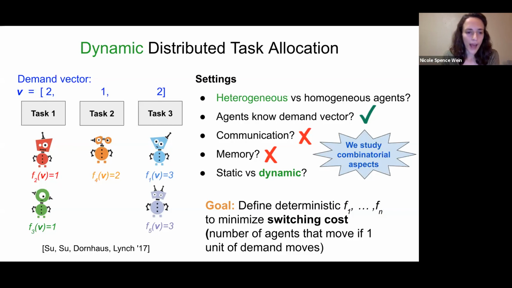So as you can see, this is consistent with the list of settings here, because each agent has its own particular function, so they're heterogeneous in that sense. The agents know the demand vector because they're allowed to take in the demand vector as input to their function. However, they're not allowed to take in any other information. So they're not allowed to take in any information that they stored in memory or communication. They can only take as input the current demand vector, and based upon that information, they have to decide what task to do.